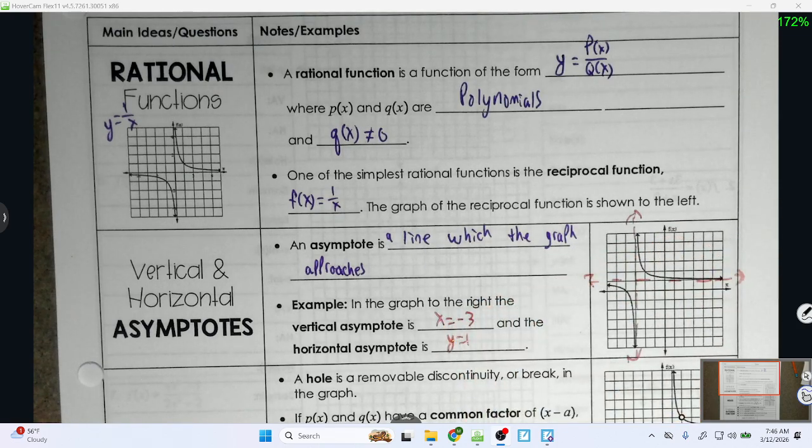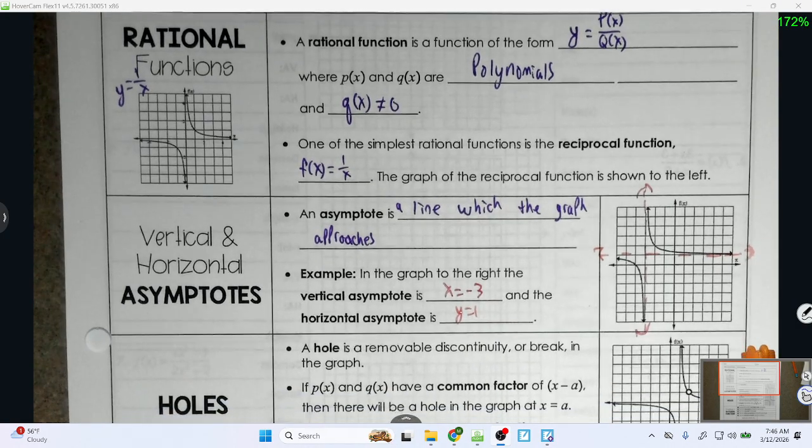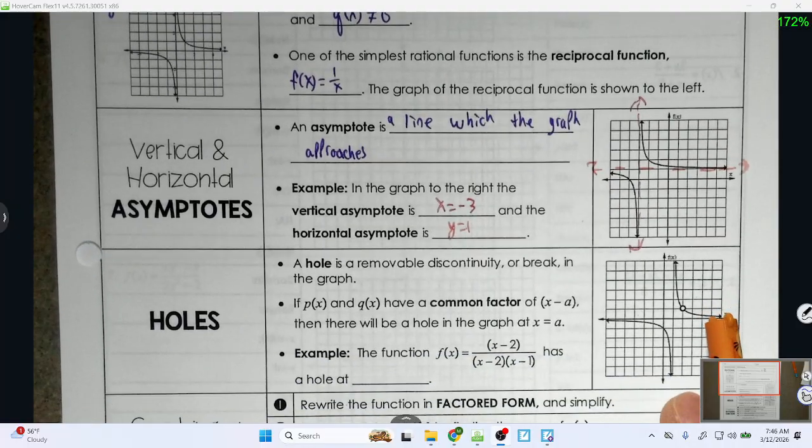So I'm just going to do a quick overview, and then we'll go through a couple of these step by step. It's getting you all the information in the beginning. So that's what a vertical asymptote and a horizontal asymptote look like.